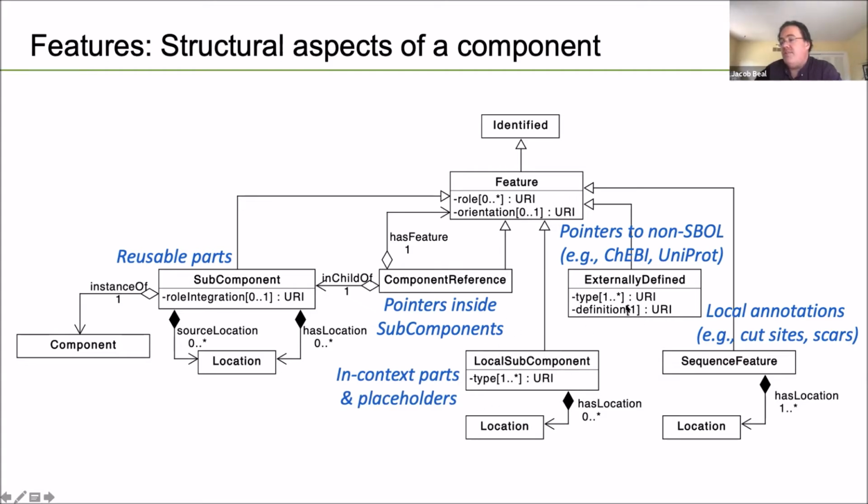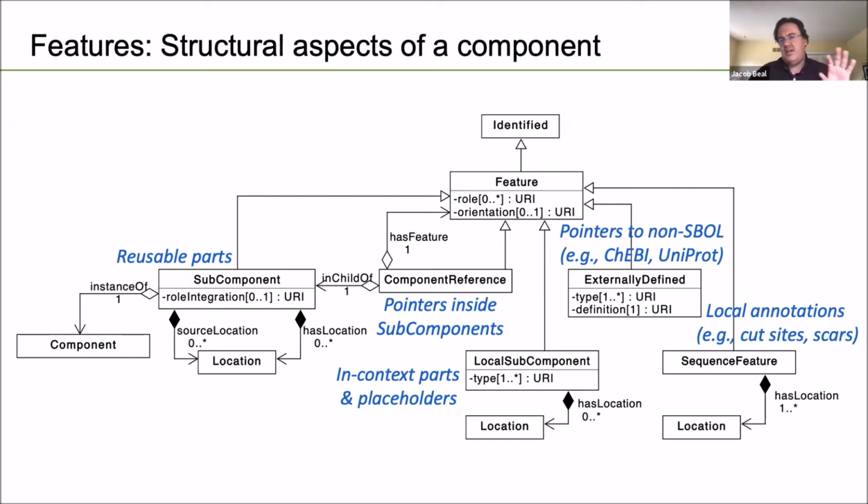Sometimes we want to point to something outside. For example, I don't need to make copies of Arabinose in SBOL because there's already a perfectly good definition of Arabinose out in ChEBI or PubChem. So an externally defined lets you just use something in somebody else's database. And the last thing is component references let you point down layers in subcomponents. You'll see how that works in a minute.